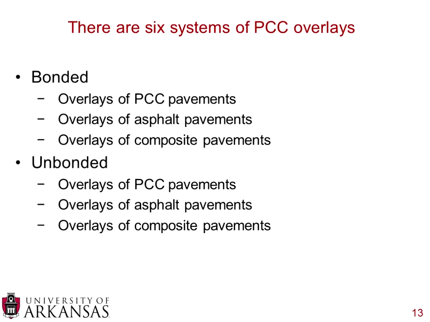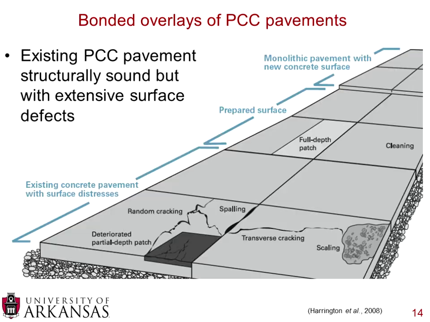As I mentioned, there are two types of systems overall, your bonded and unbonded, and each one of these can be applied to existing PCC pavements, existing asphalt pavements, and then also existing composite pavements. So what we'll do is go through these 6 different systems. We've got some nice graphics to show you visually what is going on with each one of these systems. The first one we'll cover is bonded overlays of PCC pavements.